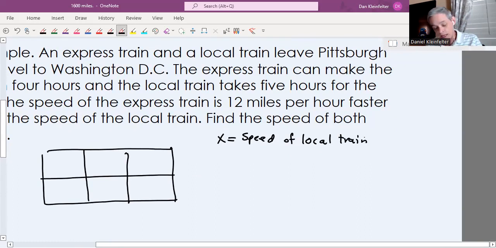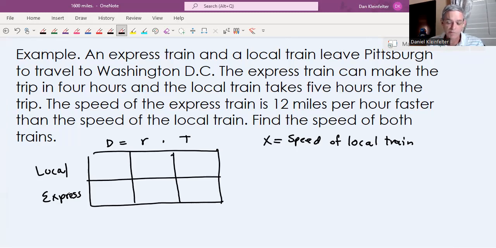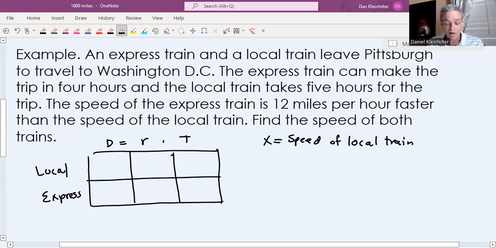Okay. So then in my table, I have distance equals rate times time. And for the two rows of the table, we're going to have the local train and the express train. Each train has a distance, a rate, and a time. We're going to go through the story problem and figure out what goes in which box. We'll start with our variable, which is the speed of the local train. Speed and rate here are the same, so x will go here, the local train's speed.